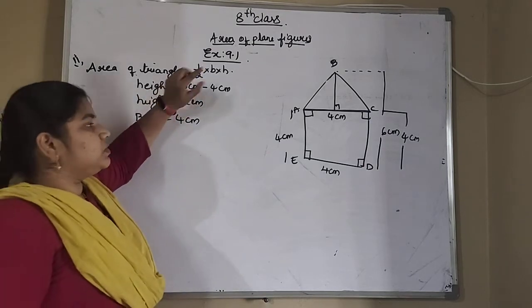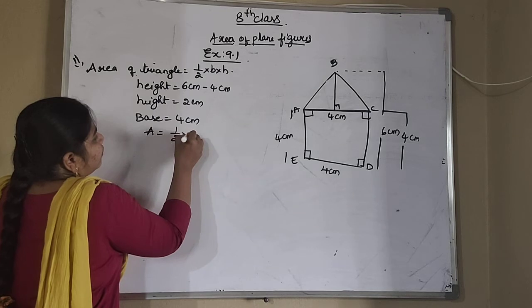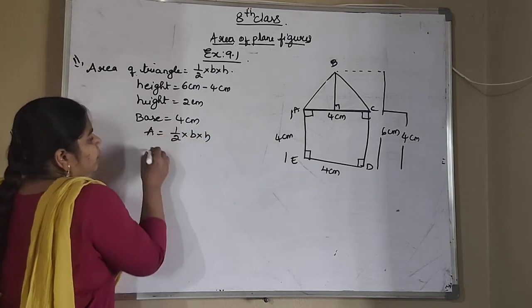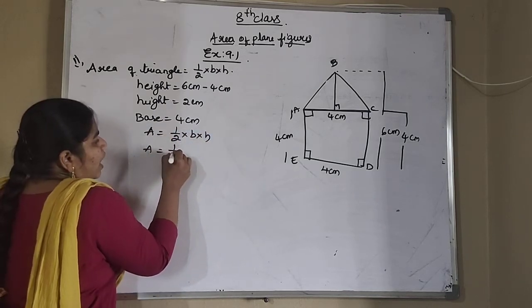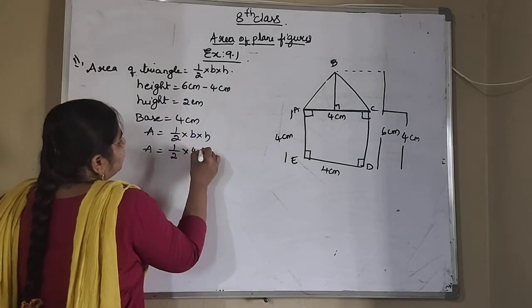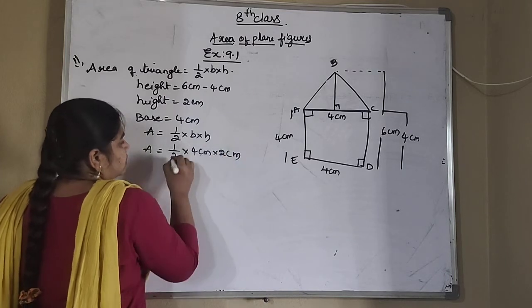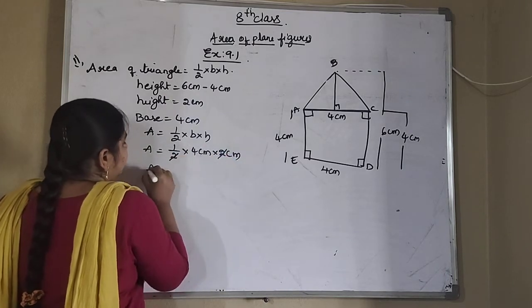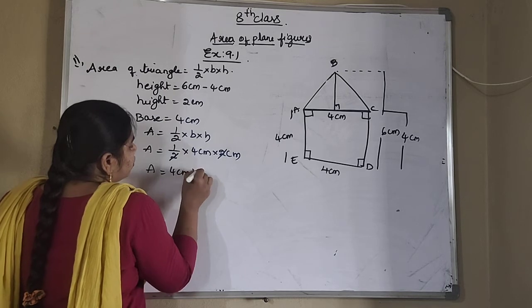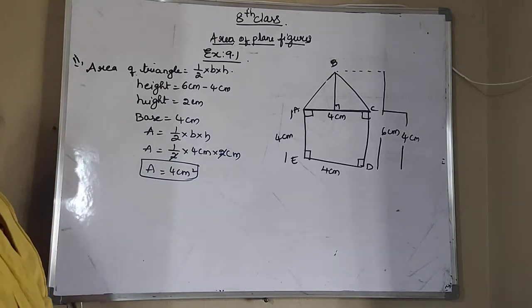Now substitute these two values in this formula. That is area is equal to half into base into height. So area is equal to half, a constant value. Base value is 4 centimeters and height value is 2 centimeters. So the 2 will get cancelled. So area is how much? 4 centimeters square. So you got the area of the triangle as 4 centimeters square.